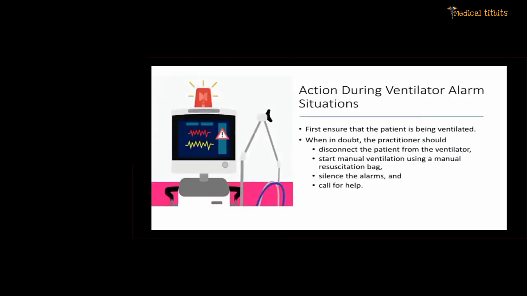And what to do during ventilator alarm situations? First, ensure that the patient is being ventilated. When in doubt, the practitioner should disconnect the patient from the ventilator and start manual ventilation using a manual resuscitation bag. Then silence the alarm. Call for help.